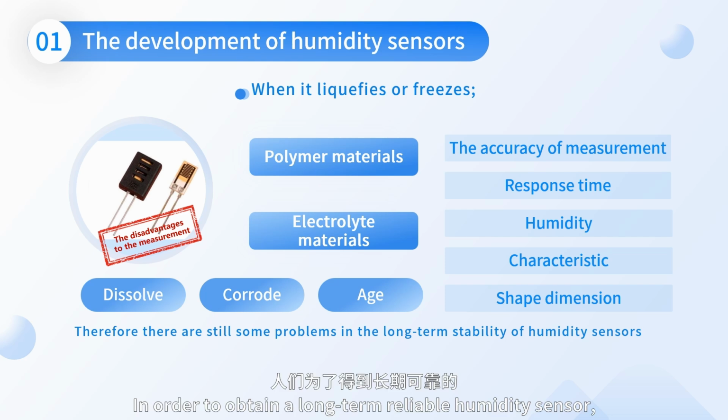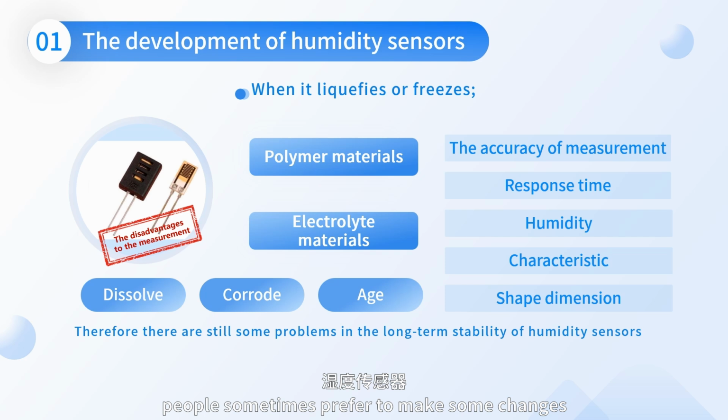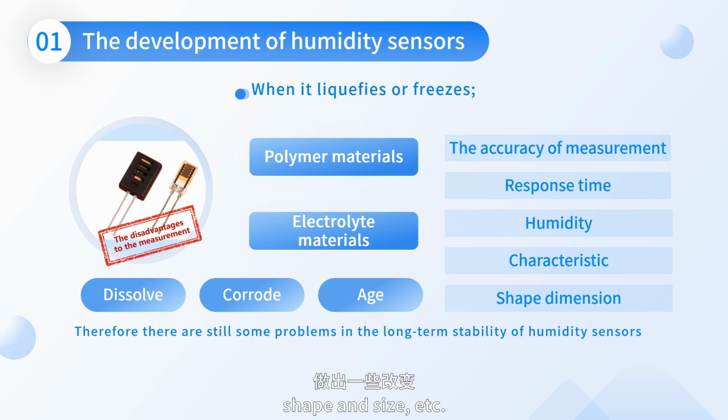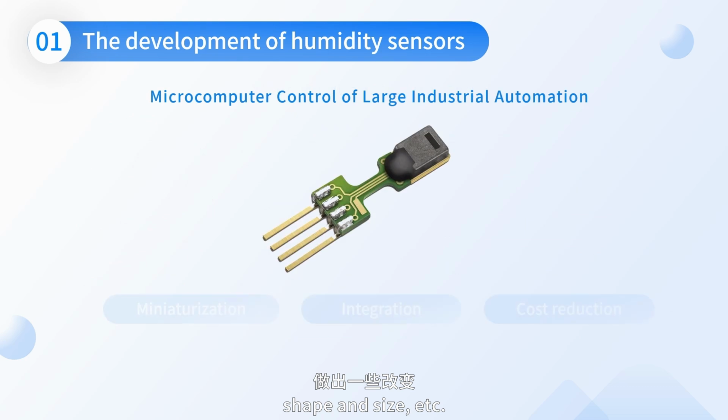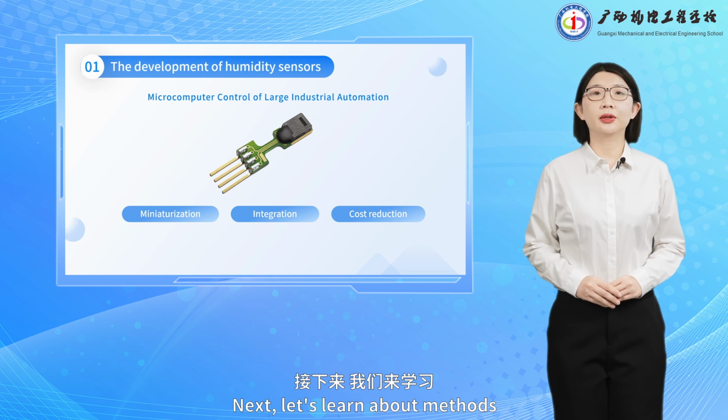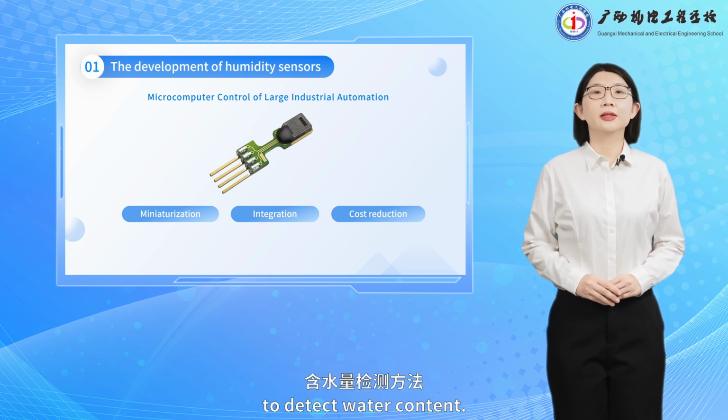In order to obtain a long-term reliable humidity sensor, people sometimes prefer to make some changes in measurement accuracy, response time, humidity and temperature characteristics, shape and size, etc. In response to the requirements of large-scale industrial automation microcomputer control, the development direction of humidity sensors has been proposed to be miniaturization, integration, and cost reduction. Next, let's learn about methods to detect water content.